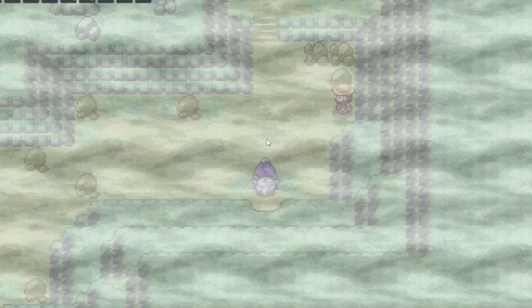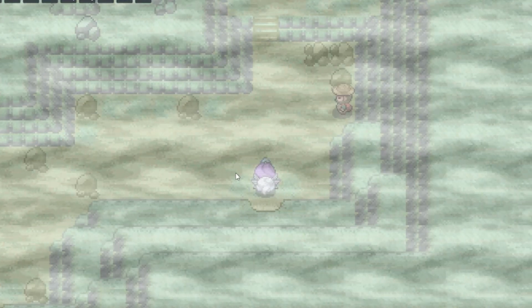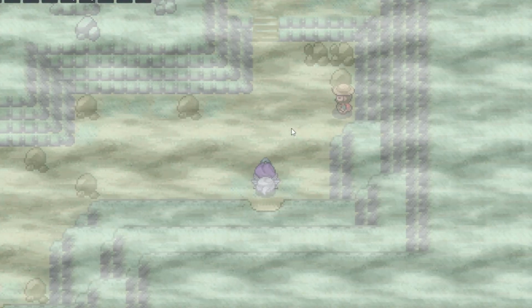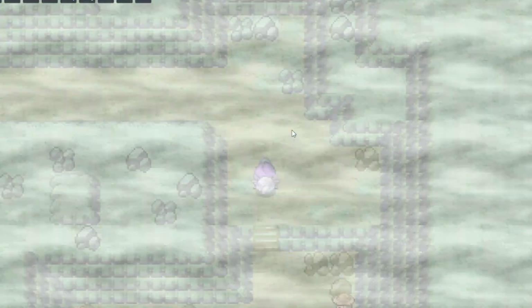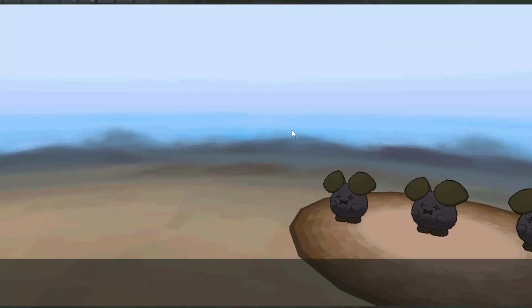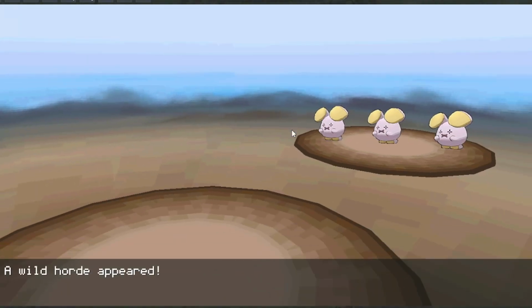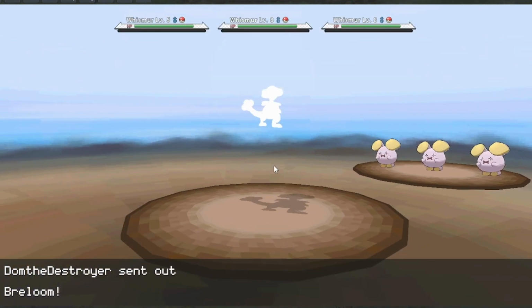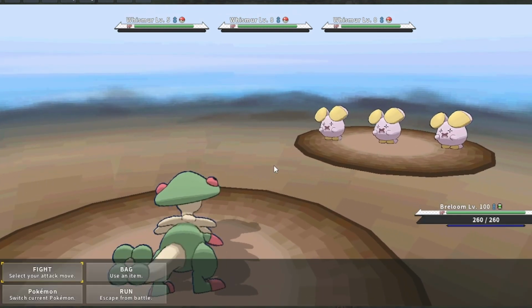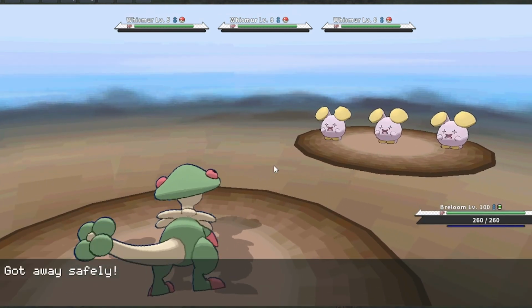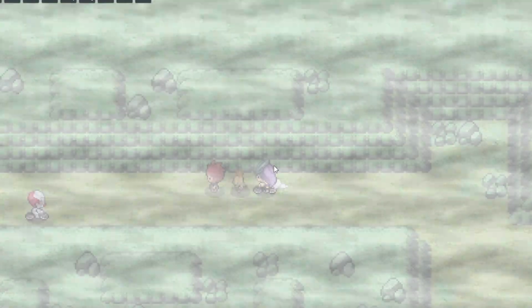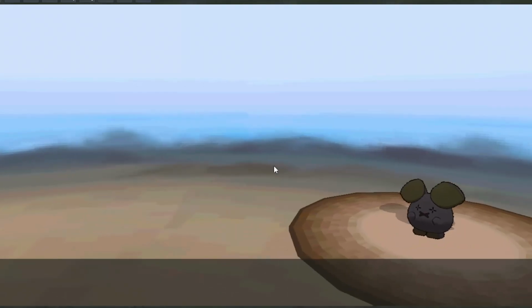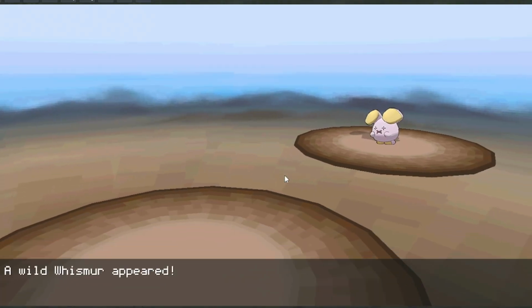So 1 hour later. This is the Whismur Cave, the Rusturf Tunnel, I guess it's called. Basically we're just going to run back and forth in here, and it's pretty much 100% Whismur. Unfortunately, I got a Horde here, and I don't really want to deal with Hordes, so I'm going to be running from the Hordes. We're just going to be catching Whismur in here. They're super low level and really easy to catch.